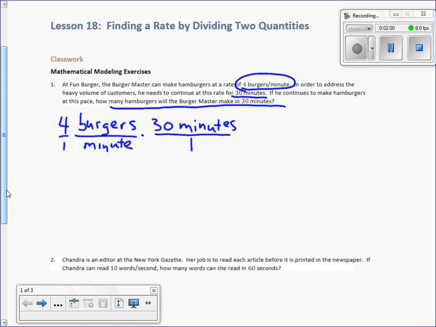So if I look at this, I see that a minute in the numerator and a minute in the denominator are going to cancel out. Because anything divided by itself is 1, and it just goes away. 1 times 30 is still 30. Okay, so I still have this 4 times 30. So 4 times 30 is 120, and the word that's left over is burgers. Okay. And we answered the question. How many hamburgers will the Burger Master make in a half an hour? 120. That's a lot of burgers.